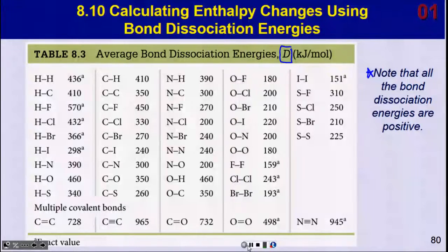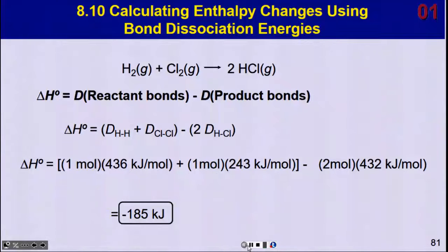There are single bonds all over the place in most of this chart, but at the bottom we have different values for multiple bonds. So if you have carbon-carbon, carbon-oxygen, or nitrogen with multiple bonds, you'll have to look on that part of the chart for the proper value. Okay, so let's see how we would apply this to an example.